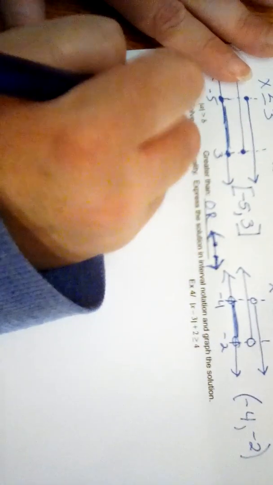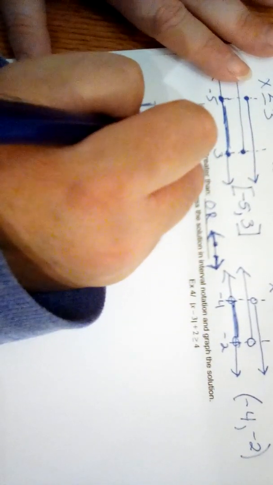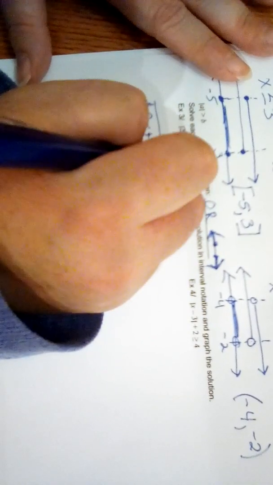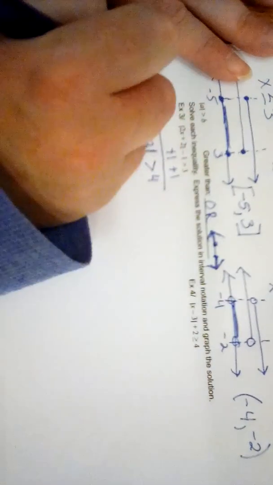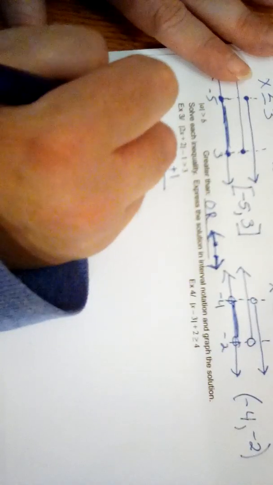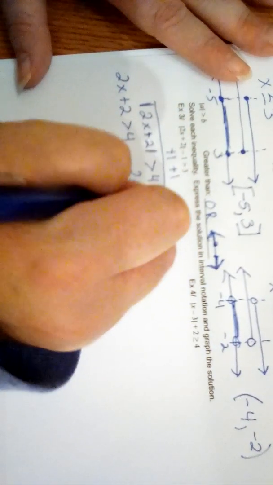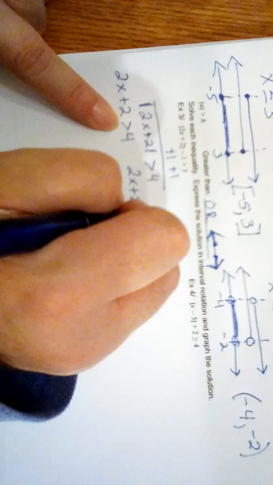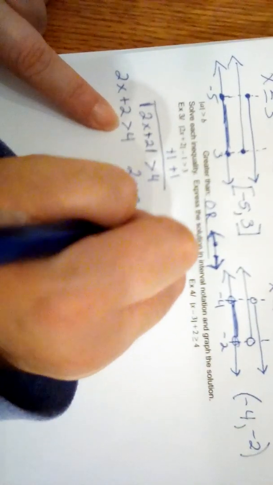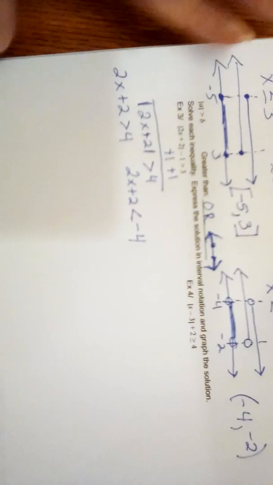Okay, again, isolate. The first step when we're dealing with absolute values is always isolate. Then we separate. Okay, when we do the second part, reverse the symbol and change the sign.